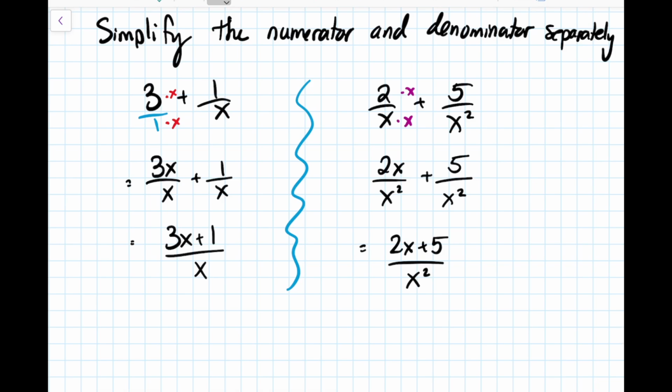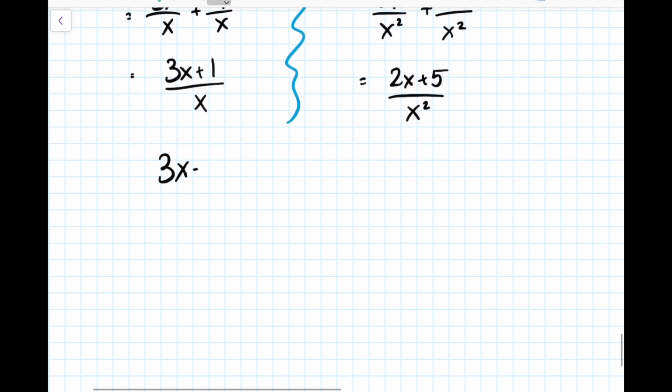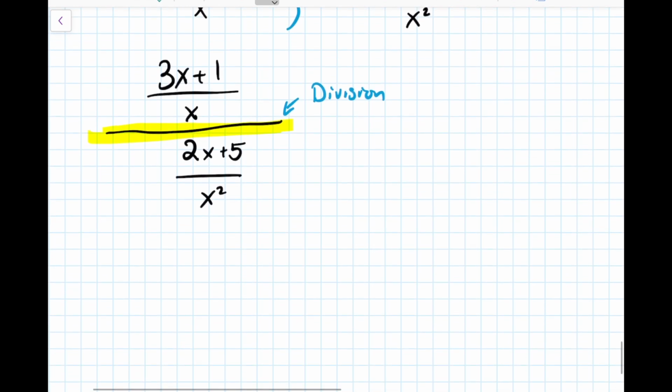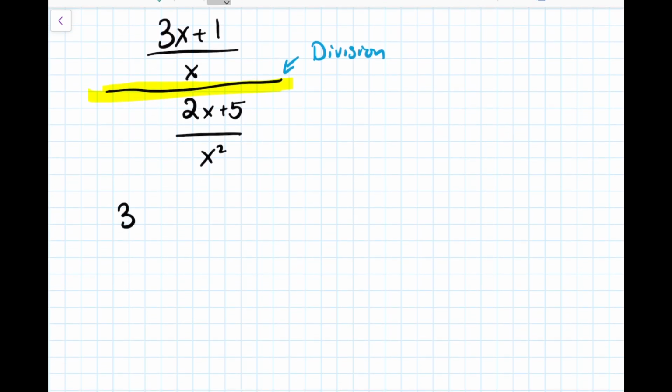And so the key thing to remember, if we put all of this back together, it's not actually going to look much better at this point. We're going to have 3x plus 1 over x over 2x plus 5 over x squared. And so that, to me, actually kind of looks worse than what we had before. But the important thing to remember here is this division, or this fraction rather, in the middle is just division. And so instead of writing this as a really, really big fraction with fractions in it, a better way to think of this would be to think of it as 3x plus 1 over x divided by 2x plus 5 over x squared. And we know how to handle division, right?